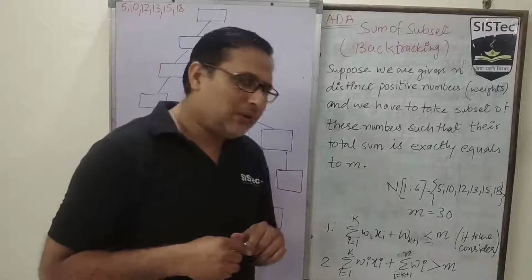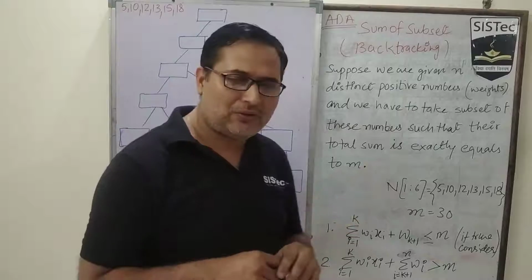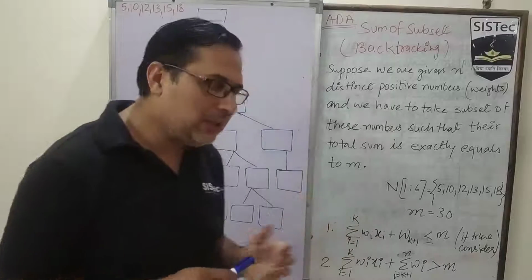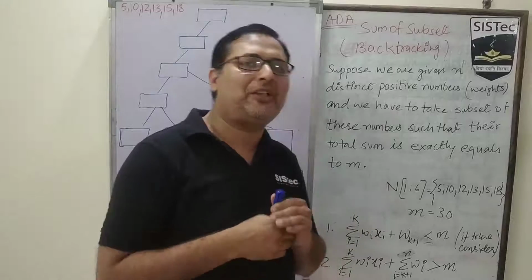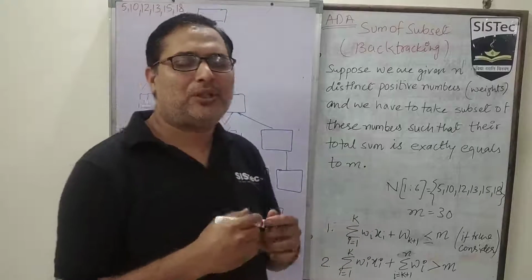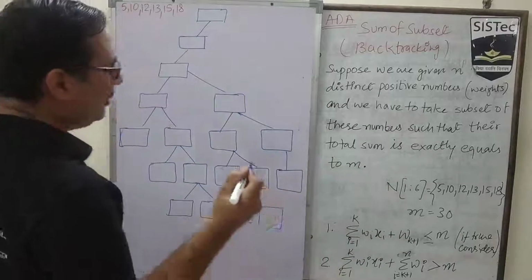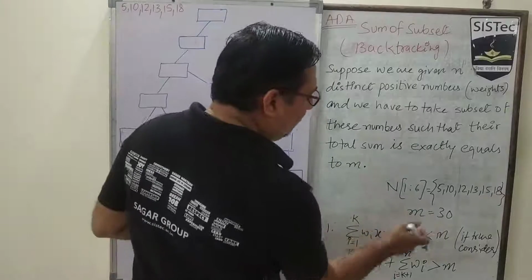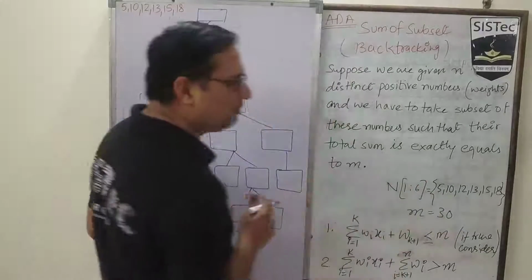Let us suppose we explore all possibilities to find the subsets, so what will be the scenario? Then we will see how, using a bounding function or applying constraints, we can reduce the maximum exploration of this solution space tree. Just consider, we have 6 weights and we have to find out the sum equal to 30.